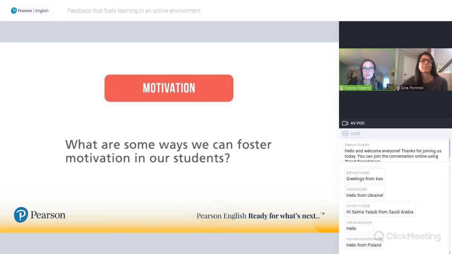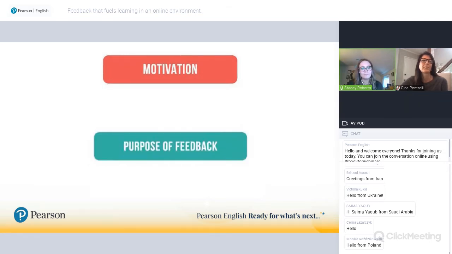So what are some ways we can foster motivation in our students? One way to foster motivation in students is to make sure that you and your students agree on the purpose of feedback. So to come to an agreement on the purpose, you first have to identify your goal and your student's goal for feedback. This is a process that will take some time to implement, so start small.